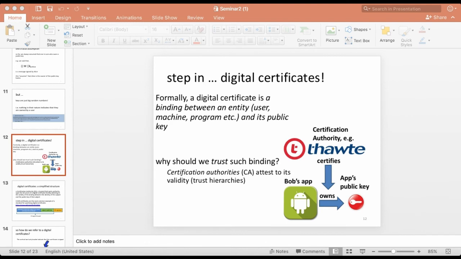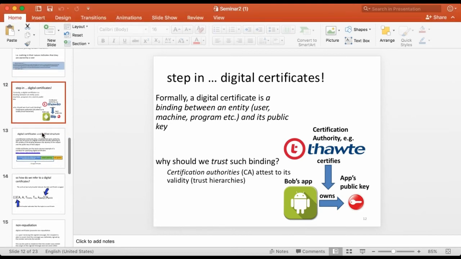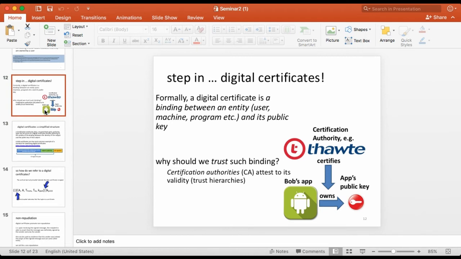Digital certificates, basically all they are is a formal binding between a user, a machine, or a program, and the public key of that user. So they allow you to own a key, if that's the right word. Instead of just blindly believing that this key belongs to Alice or Bob or the server, you now have some kind of a mechanism to establish stronger trust that indeed this ownership relation is valid and correct.